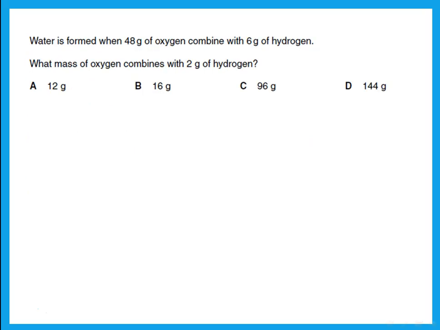Water is formed when 48 grams of oxygen combine with 6 grams of hydrogen. So what mass of oxygen combines with 2 grams of hydrogen? This kind of question is a direct cross multiplication. If oxygen is 48, hydrogen is 6. You have how much oxygen if hydrogen is 2? We just do cross multiplication, 48 times 2 divided by 6. So my answer is B.